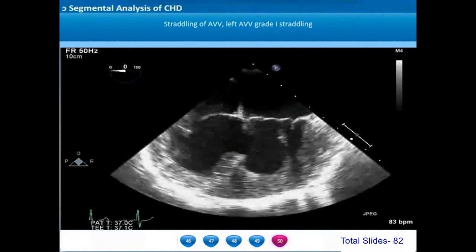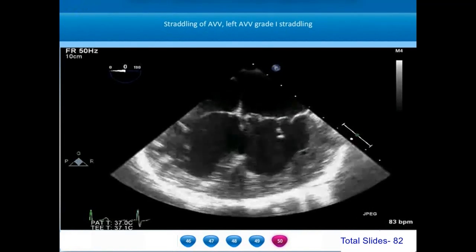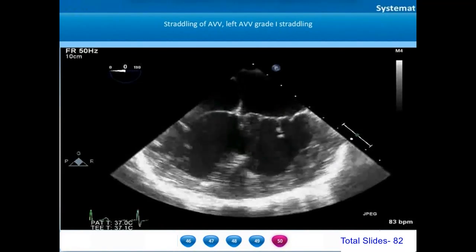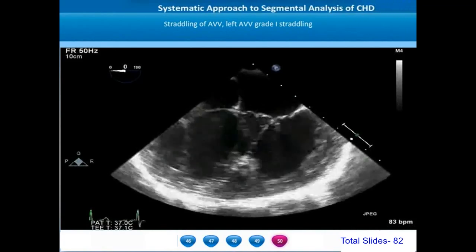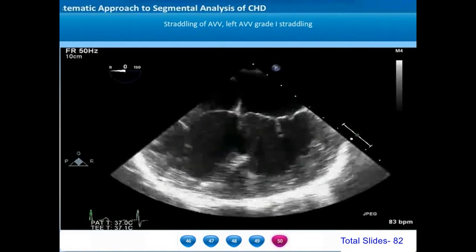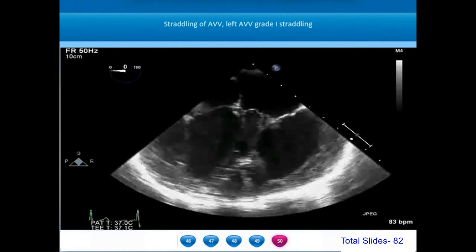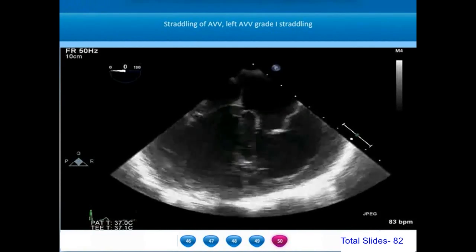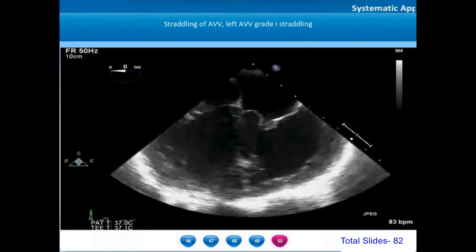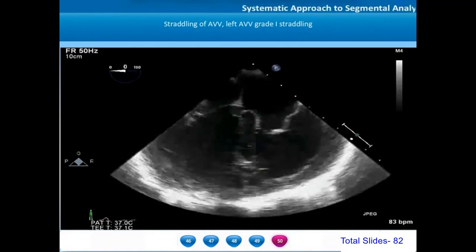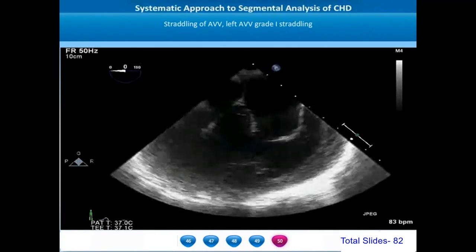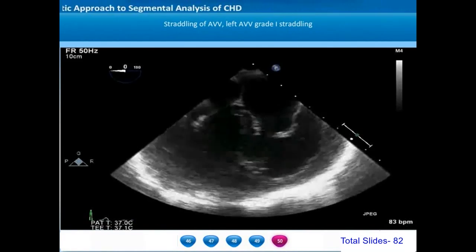We can notice the caudal attachment of the tricuspid valve going on to the crest of the interventricular septum. Whenever there is an attachment of one of the AV valve chordae towards the crest of the interventricular septum, it is called grade 1 straddling. Grade 2 straddling will refer to attachment of the AV valve apparatus and the AV valve chordae towards the opposite side of the interventricular septum. Grade 3 straddling will refer to attachment of the AV valve chordae towards the free wall of the contralateral ventricle.